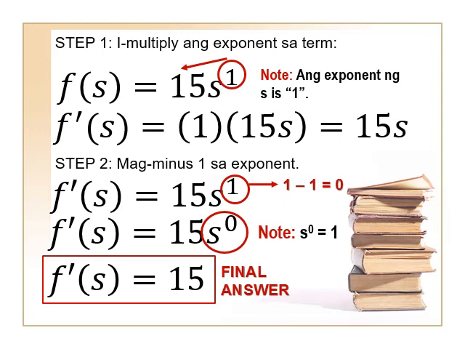So, again, ano yung pwede natin gamitin na shortcut? So, pag nakita natin ng ganito, so 15s, ang exponent niya is just equal to 1 dun sa variable, automatically, kopyahin mo na lang yung constant. Then, i-disregard mo na yung variable.